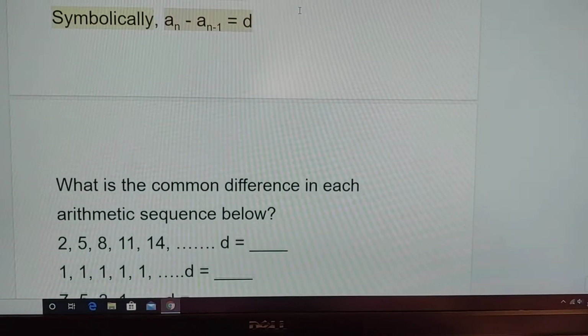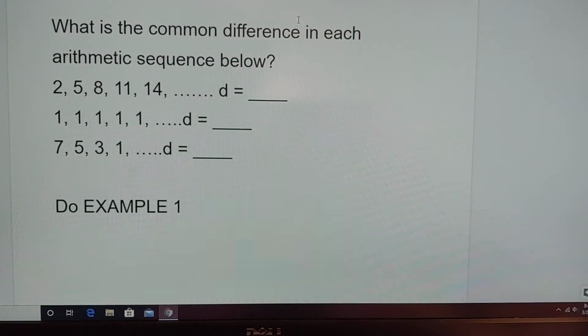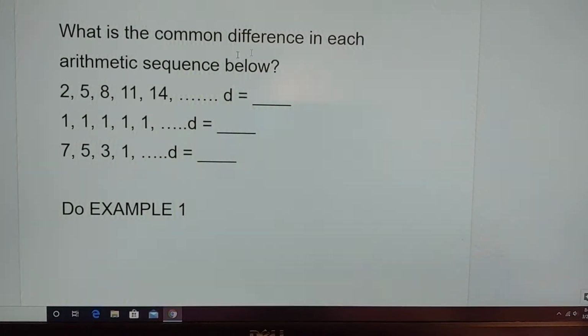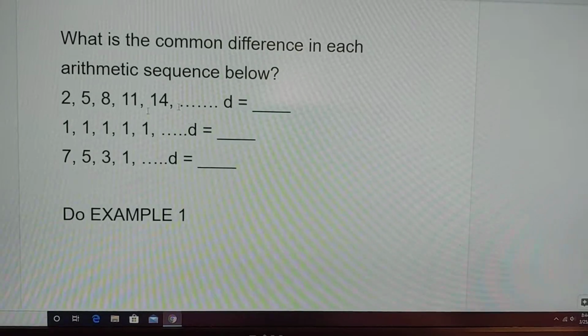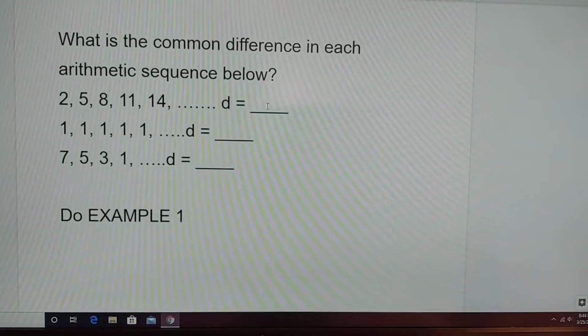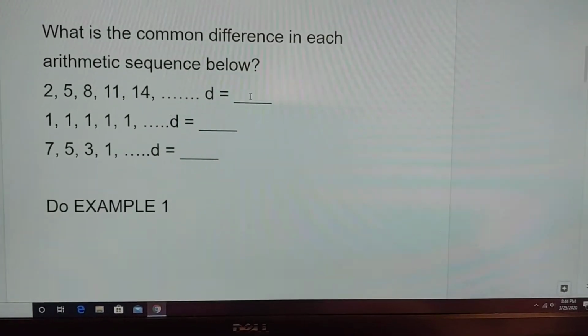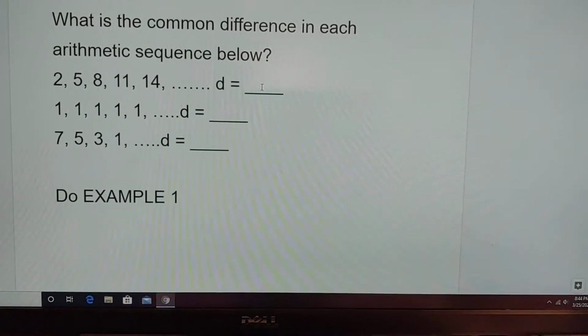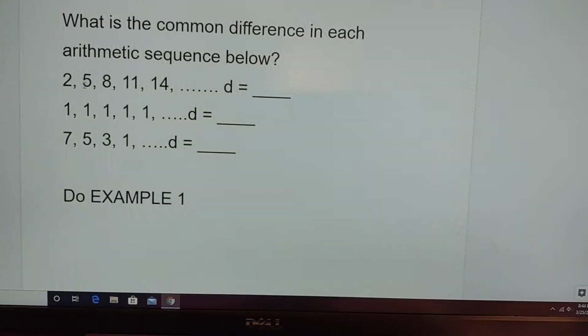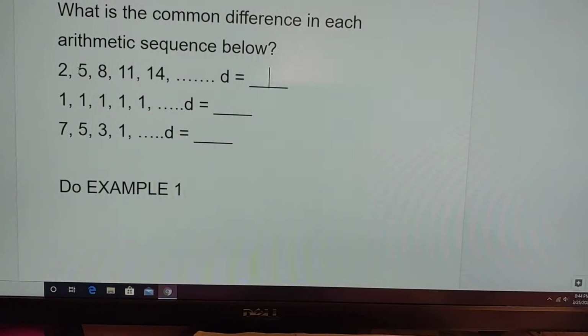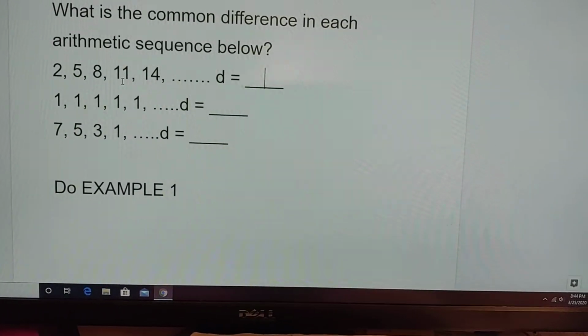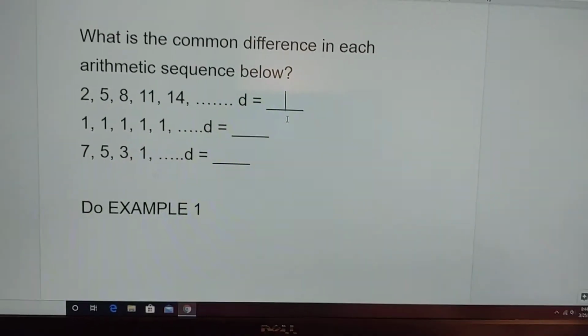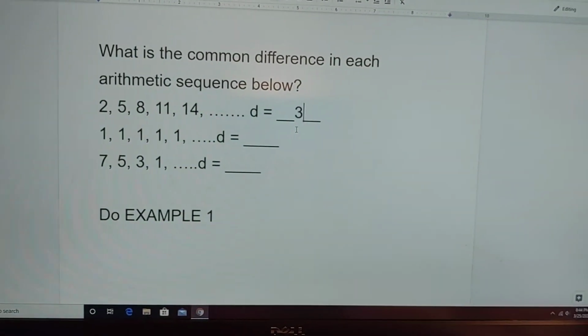All right, let's advance. Let's try a couple. What is the common difference in each arithmetic sequence below? In the first one, I have 2, then I go to 5, then 8, then 11, then 14. Let me make sure there is a clear pattern by adding. So it looks like I'm adding 3, adding 3, adding 3, adding 3. Definitely the common difference. If you thought it was 3, you're correct.